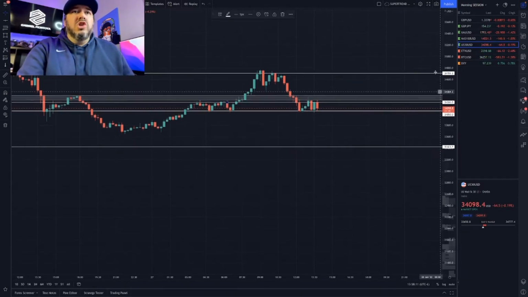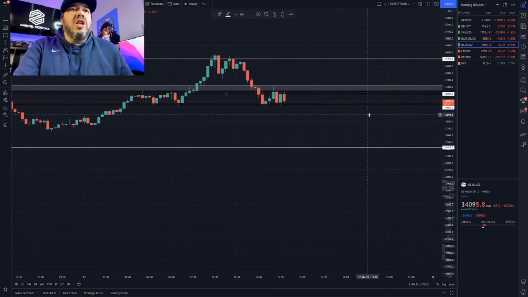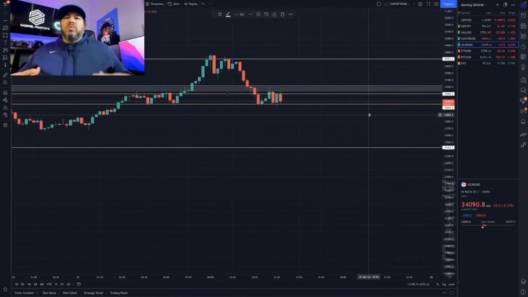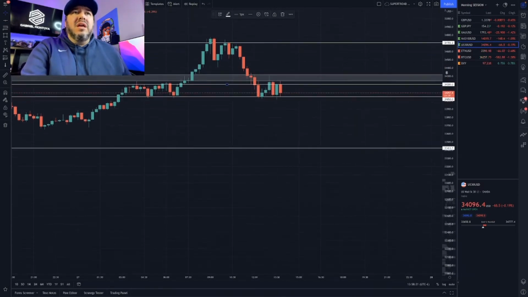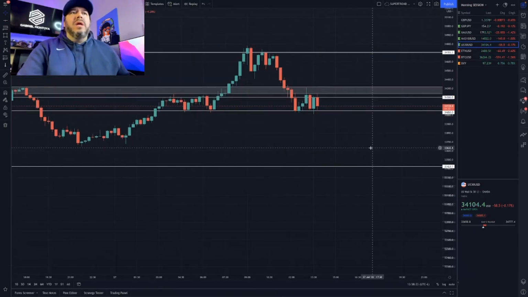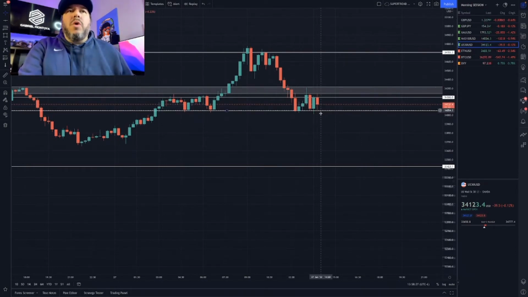Understand that US 30 trades in bank zones. So what is she doing? She's bouncing off these bank zones. Look at this, I can't make this up. She is in between these bank zones right now. Her next move is going to be breaking out of this bank zone.